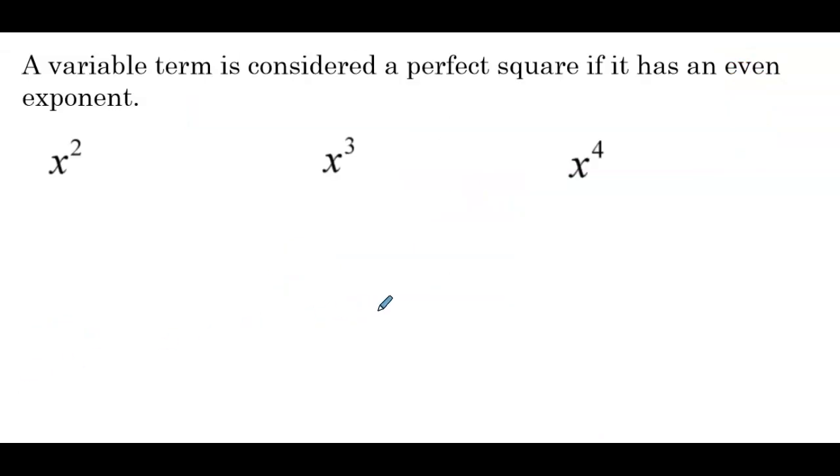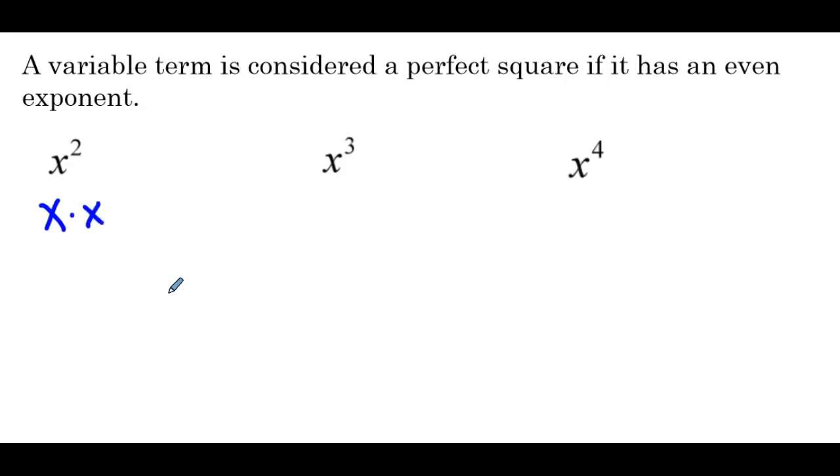So what happens when we start to include variables in our radicand? How do we know when a variable expression is a perfect square? So a variable term is considered a perfect square if it has an even exponent. So the next question is why? Well, let's look at x squared. We've talked about how exponents are nothing more than repeated multiplication. So x squared is really x times x.